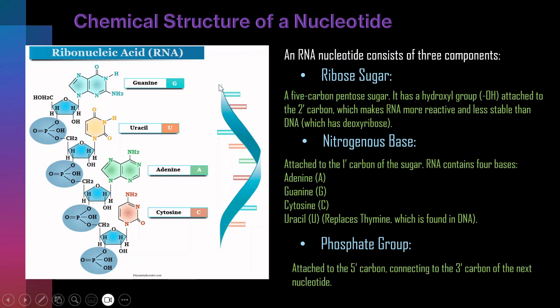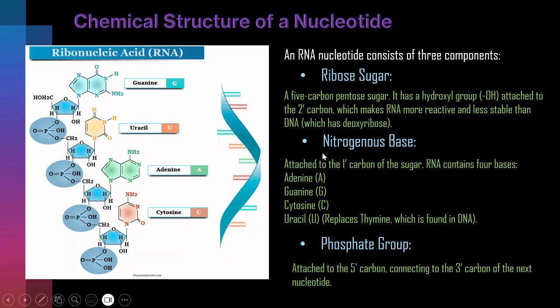The chemical structure of the RNA nucleotide: this is an RNA strand, and this is the chemistry behind the nucleotide strand. As we have already studied, an RNA nucleotide consists of three components. One is the ribose sugar, which is a pentose sugar. It contains one OH group at the second carbon, and because of the presence of the OH group, RNA is highly reactive and less stable than DNA.